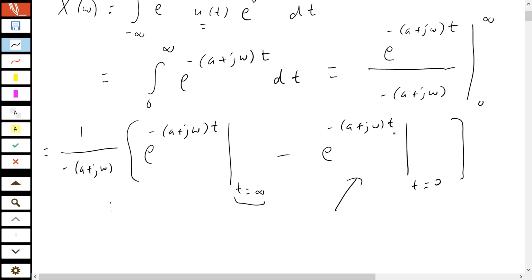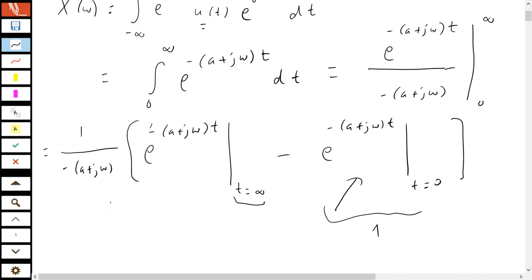Because when you apply this limit t approaches 0, I don't care whatever the value of a or omega is, as long as it's a complex number. So what will be the value on this side? 1. This will be 1, right? Without any condition. But here you have a problem. You say it will be 0, right?